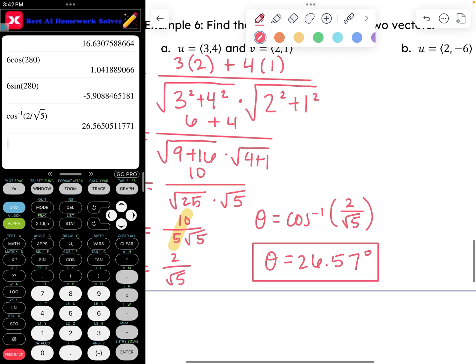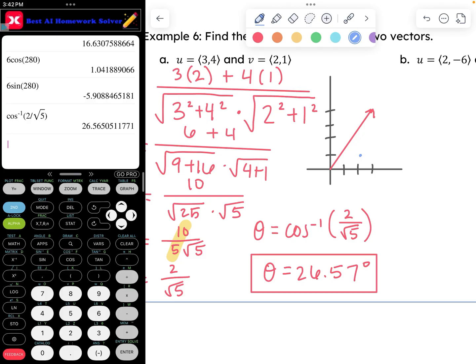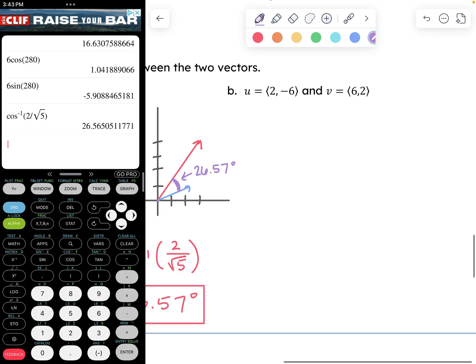Okay, let's draw a picture to show what this represents. So my u vector was over 3 and up 4. So let's do that one in pink. So it's, let's say, right there-ish. My v vector was over 2 and up 1. So let's say about there-ish. So what we just found was the angle between them. That angle right there was about 26.57 degrees. So we found this angle right here in between the two. And let's look at B, and then we'll be done with our notes.